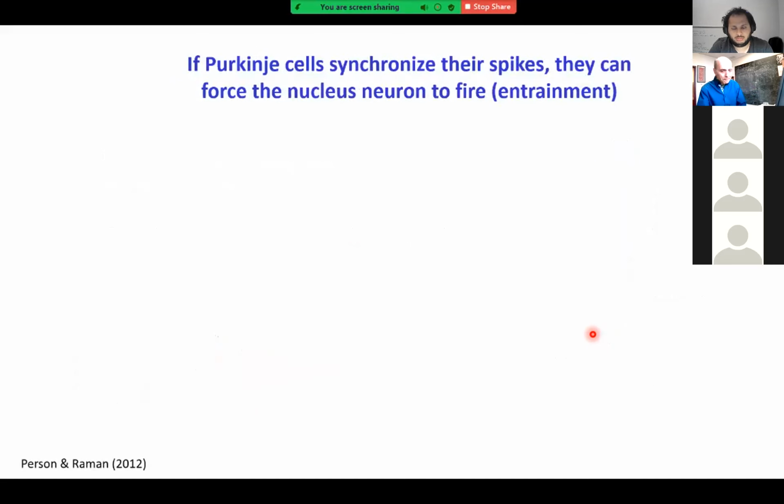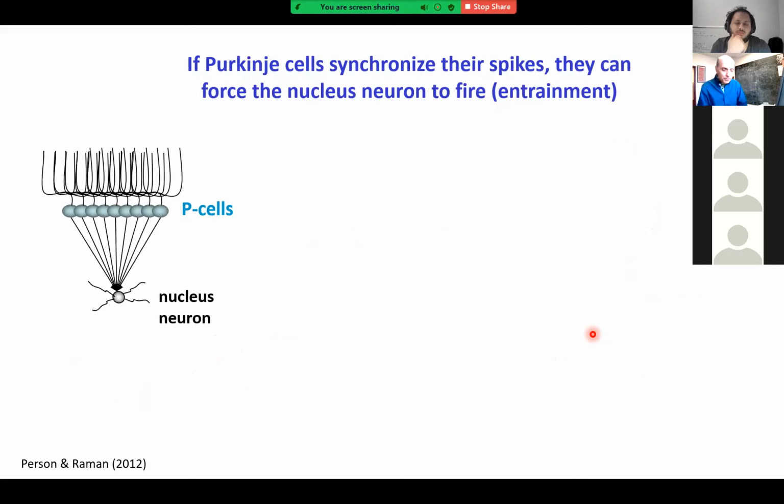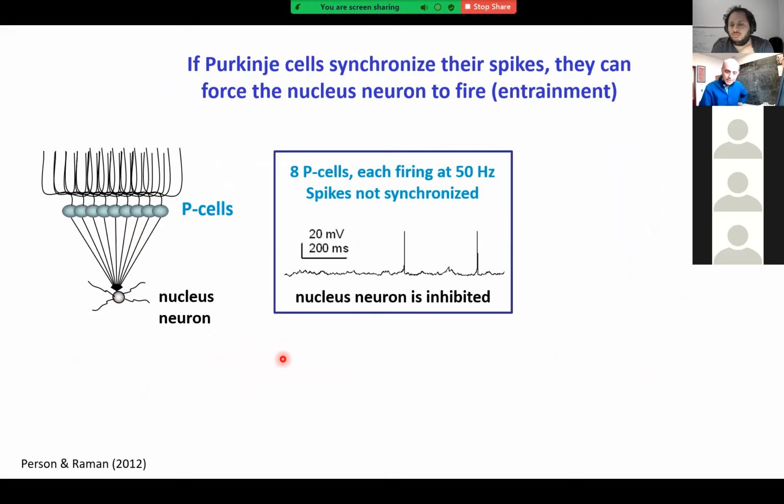Here's the result. Suppose that you have a group of Purkinje cells, inhibitory neurons, that are projecting onto this nucleus neuron. Avi Person and Indira Raman showed in slice that if you just activate these neurons at some firing rate, say 50 hertz, but the cells are just firing randomly at 50 hertz, then the nucleus neuron is just inhibited, and just fires one or two spikes. So you just inhibit the output.